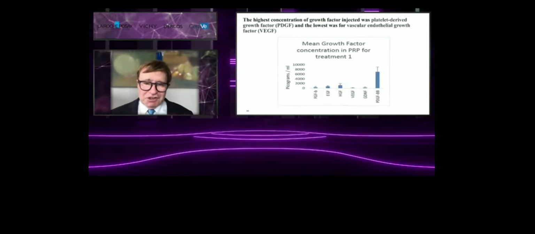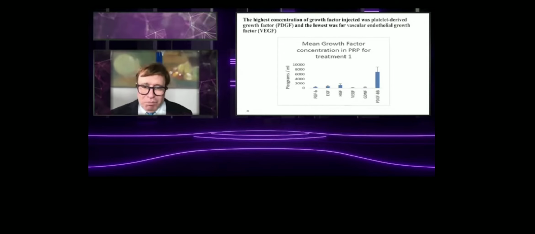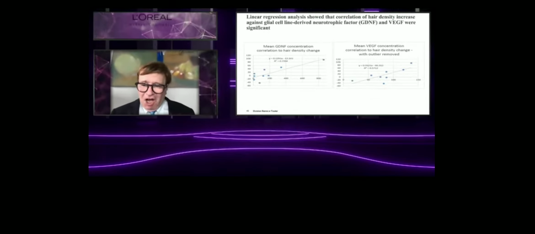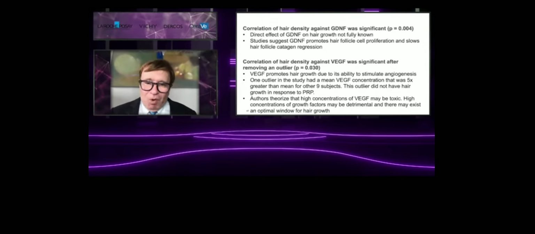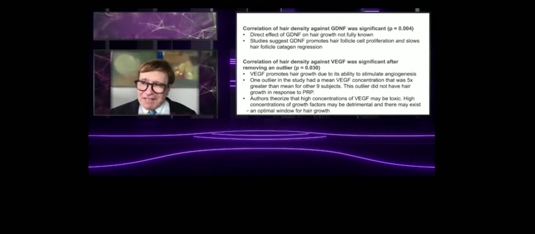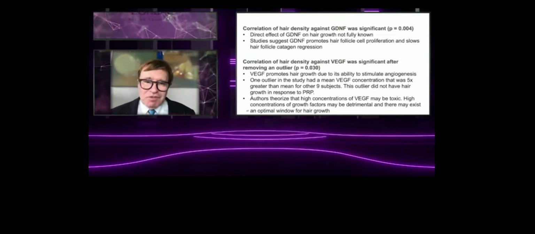And when we look at PDGF, platelet-derived growth factor, there was a high amount of it, but those patients that had high amounts, it really didn't make much of a difference. And when we look at a plot, we found that GDNF, or glial cell line derived neurotrophic factor, and VEGF were the most important. And there were some people who had too much VEGF. There was one outlier. And we find that if you concentrate too much, the hair won't grow either. So there is a window where it's important. So these were the 2 factors we found important.